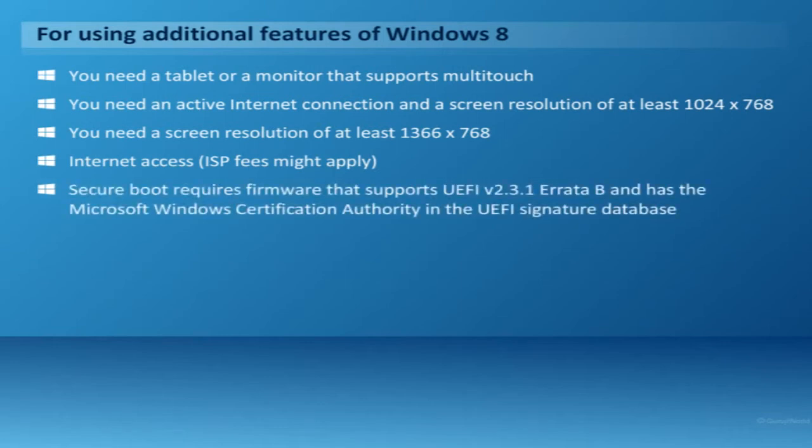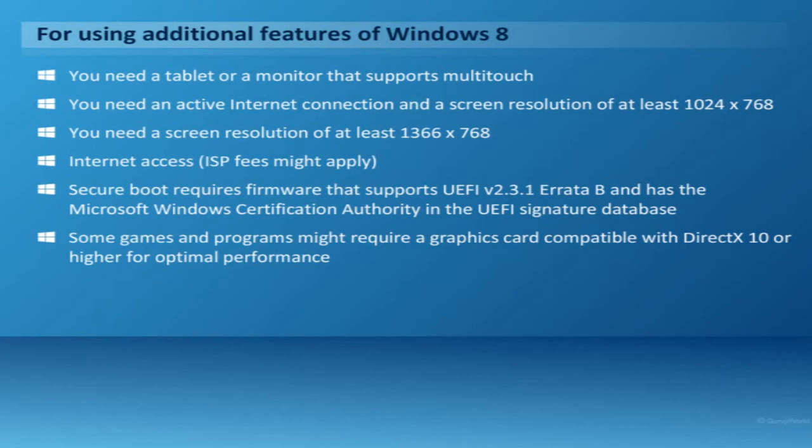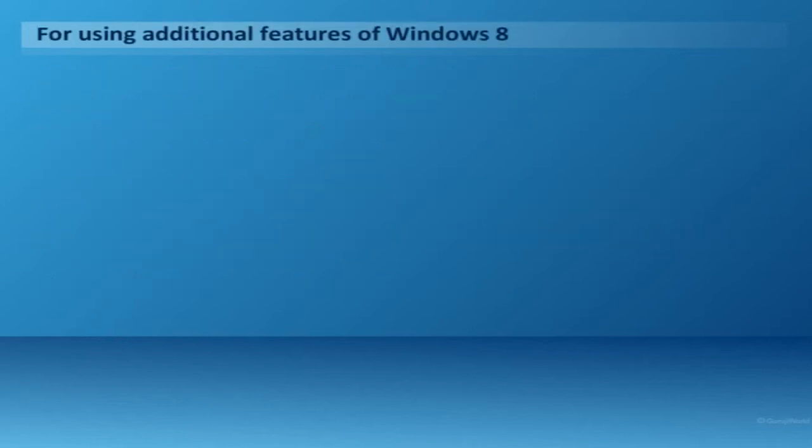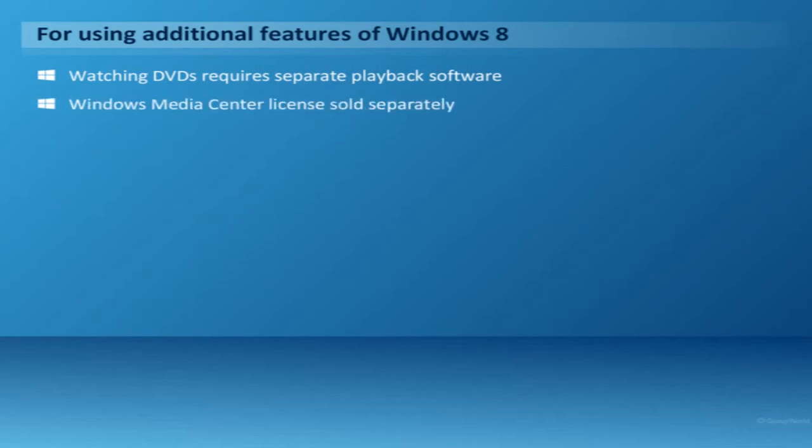Secure boot requires firmware that supports UEFI version 2.3.1 errata B and has the Microsoft Windows Certification Authority in the UEFI signature database. Some games and programs might require a graphics card compatible with DirectX 10 or higher for optimal performance. Microsoft account required for some features. Watching DVDs requires separate playback software. Windows Media Center license sold separately.